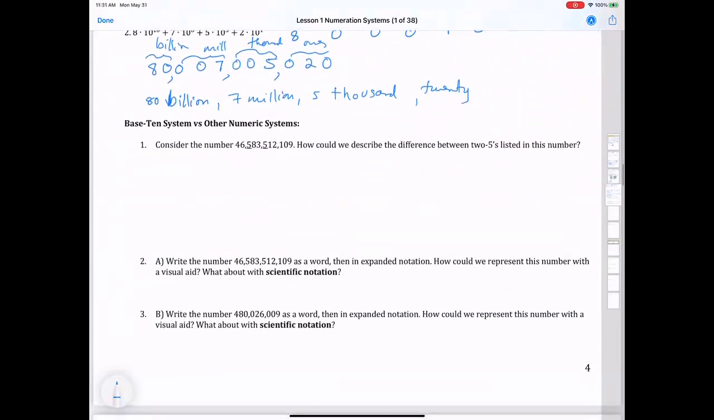Okay, so let's try these exercises. Base 10 system versus other numeric systems. Consider the number 46583512109. How could you describe the difference between the two fives listed in this number? What do you think? I'll give you a chance to think about it.